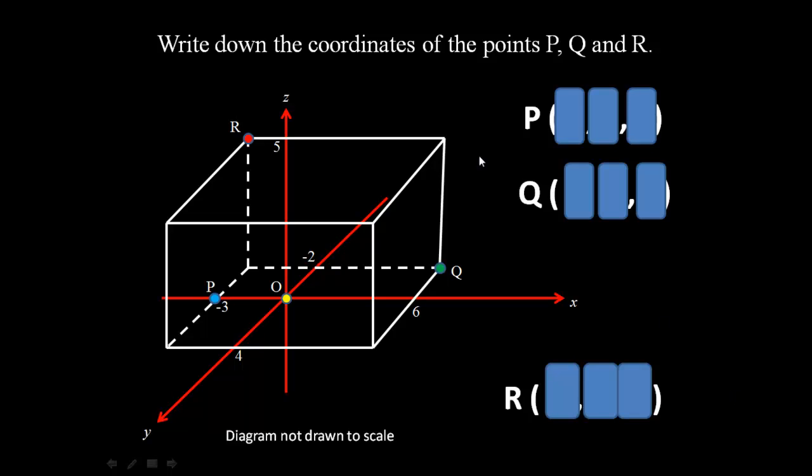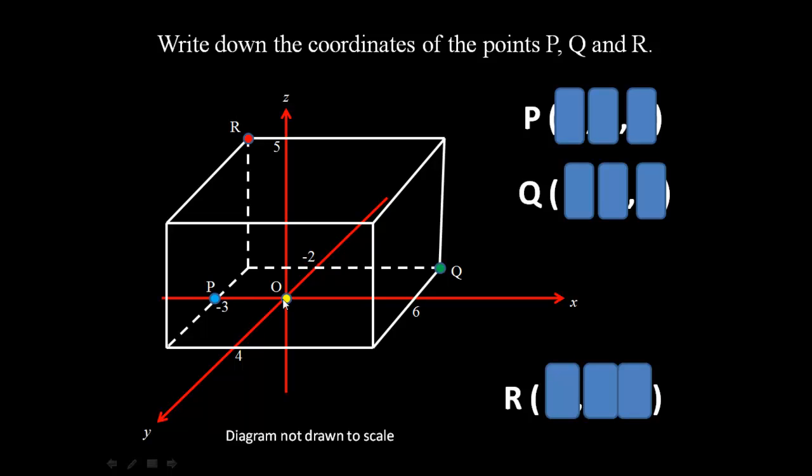So we're given a cuboid and the x-axis going that way, positively, and to the left, negative. The y-axis this way, positive, negative that way. And the z-axis, positive going up and negative coming down. Diagrams usually not drawn to scale. We're asked to write down the coordinates of the points P, Q and R. We're going to do them one at a time. If you'd like to pause and have a go and then come back and see the result, you can.